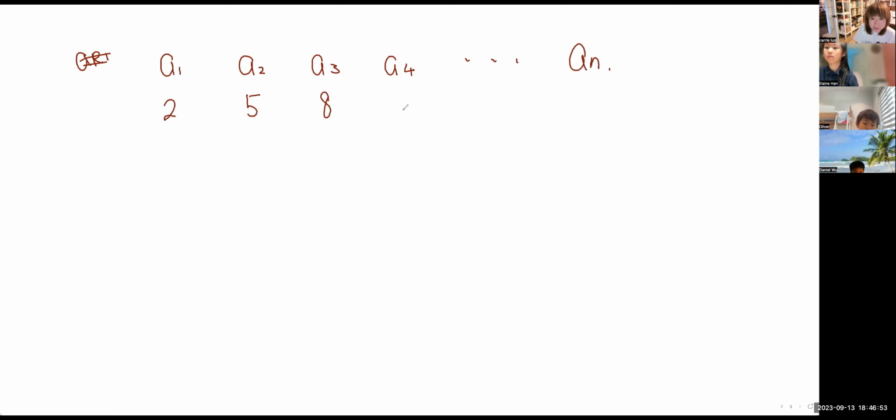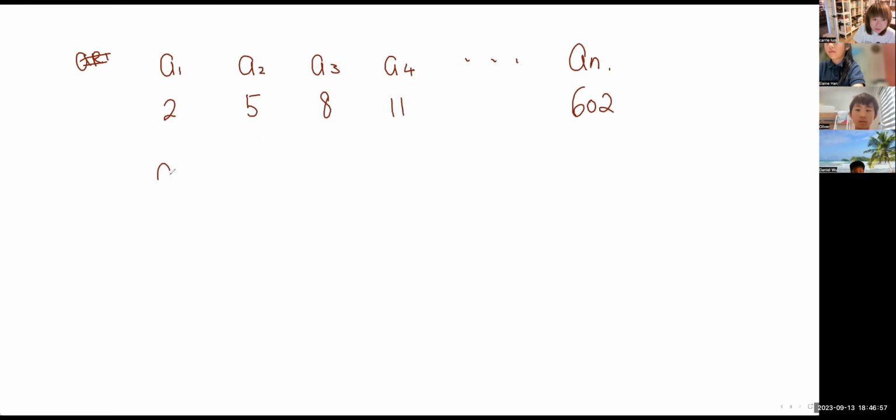Today we're going to learn something harder. Daniel, you need to review this, you can't forget it. When we talk about an arithmetic sequence, we have A1, A2, A3, A4, and An, correct? For the earlier question, the first one is 2, the second one is 5, the third one is 8, 11, and the last one is 602.